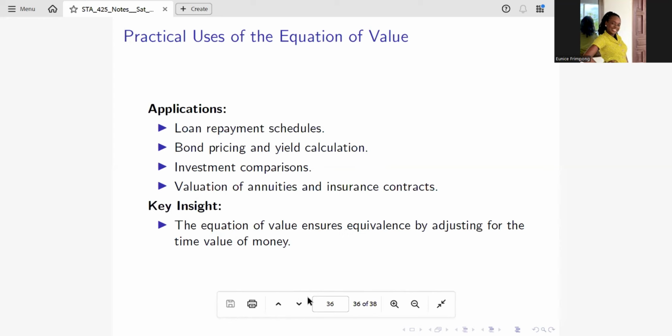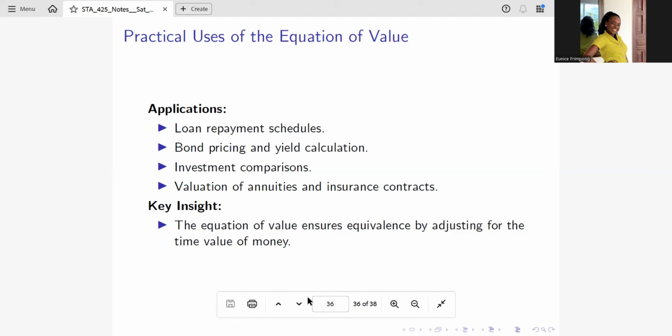What are some of the ways that we can use the equation of value? You can use it for loan repayment schedules, bond pricing, investment comparisons, and so on. So the equation of value just ensures that there's equivalence, by adjusting for the time value of money. You consider time, you consider interest.